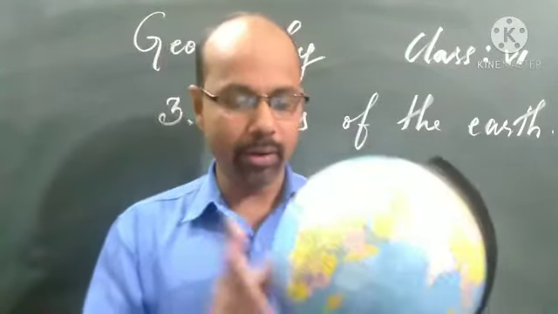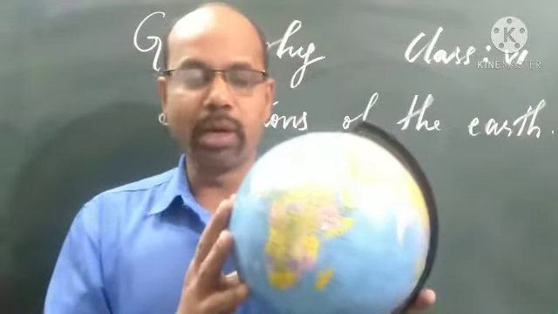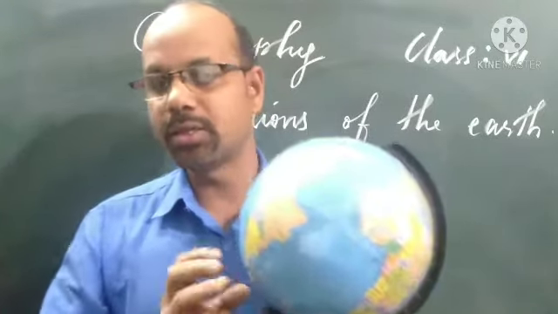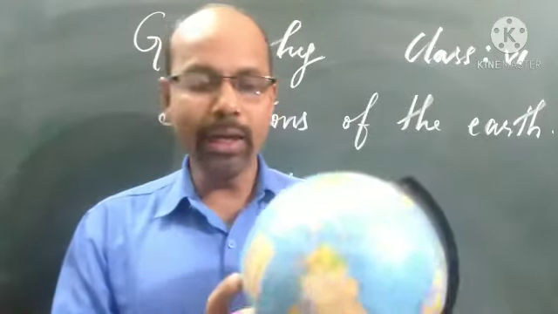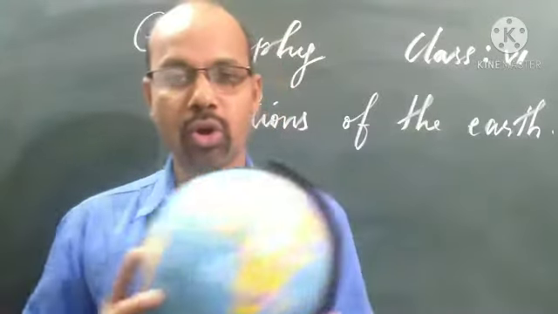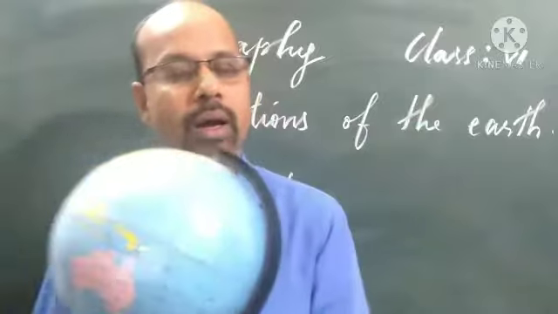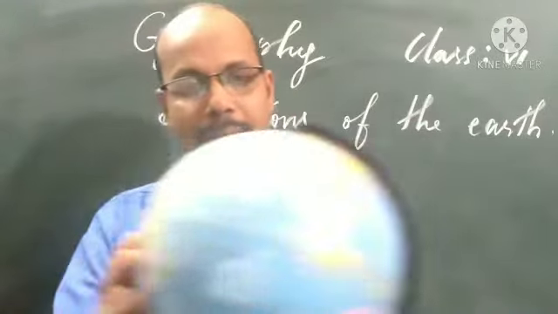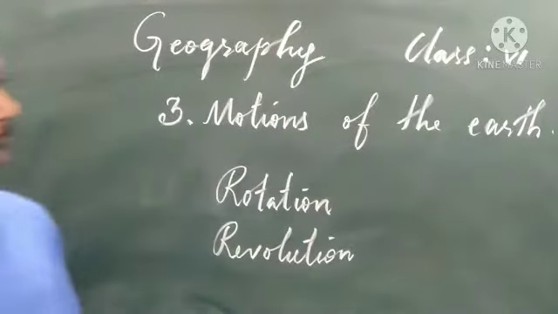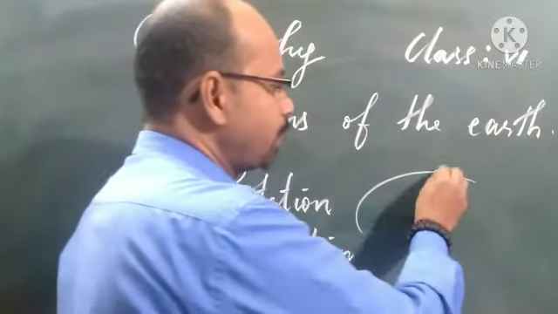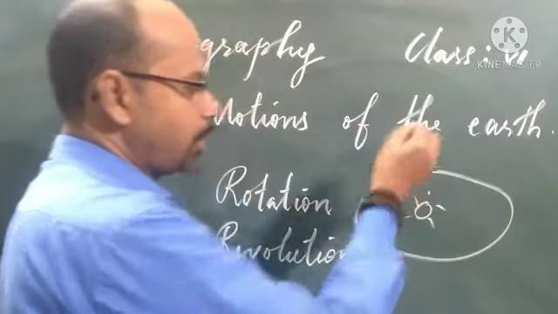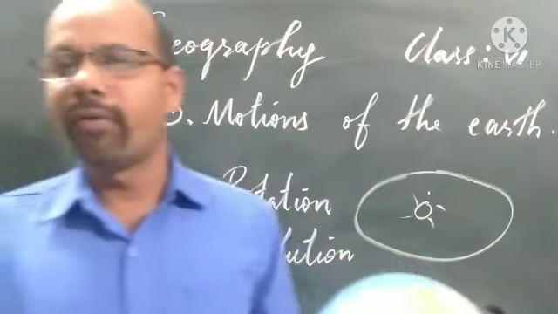Revolution is something different. Now this is the first movement of the earth. The earth moves around its axis, which is called the rotation. When it is rotating, at the same time it has another movement also, which moves around the sun in a fixed path, in an elliptical shape. The earth moves around the sun in an elliptical shape, which is called the revolution.